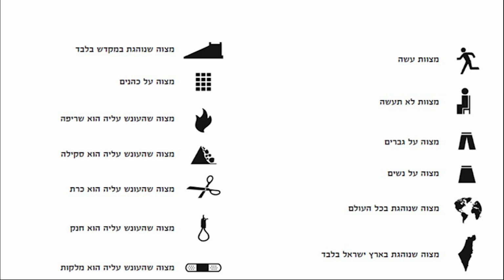For example, active mitzvot are represented by a person running, while passive mitzvot are represented by a person sitting. Mitzvot for men are represented by pants, and for women by a skirt. A mitzvah practiced in the temple is represented by the image of an altar, and a mitzvah designated to priests is represented by the choshen, the breastplate worn by the Kohen Gadol, the head priest.